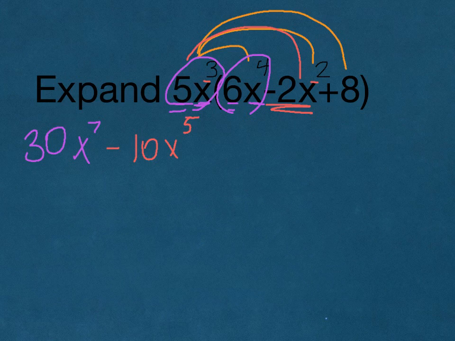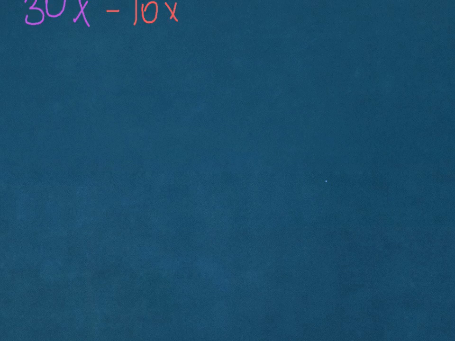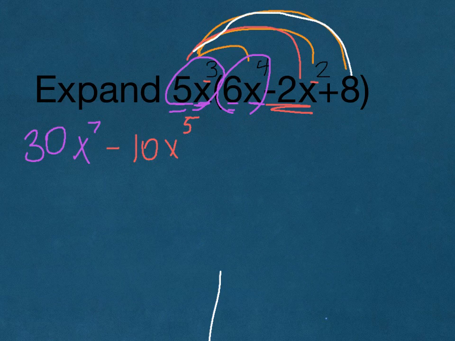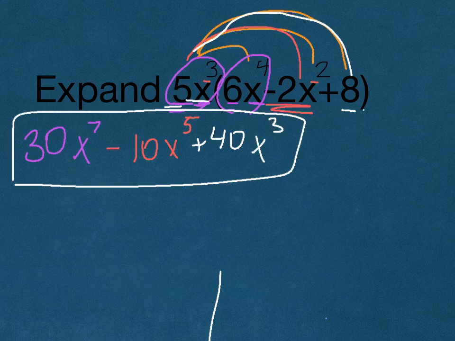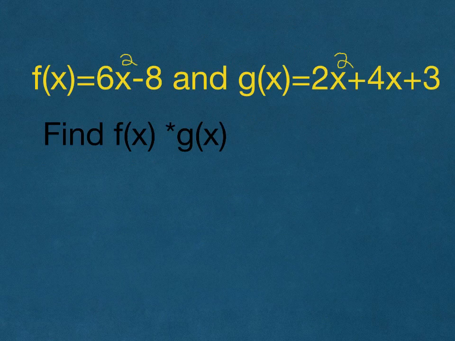And then last but not least, we have this last one in white, 5x to the third times 8. Well, first we'll do 5 times 8. 5 times 8 is 40. How many x's total are there? Well, there's just 3 from the front and none in the back, so 3 altogether. So our final answer needs to be in standard form. Don't forget that. Biggest to smallest exponent. And this is what we got. Now you may see it in a different kind of form.